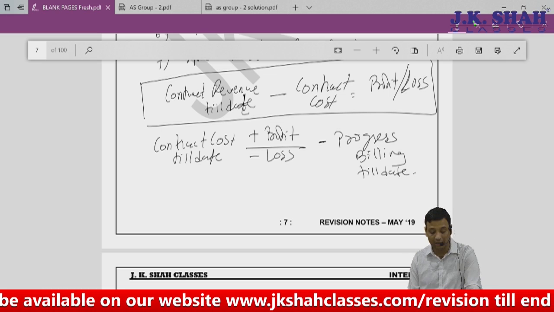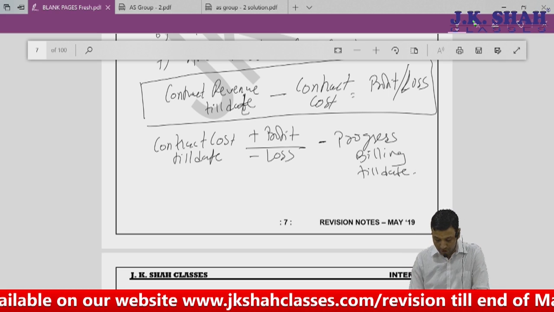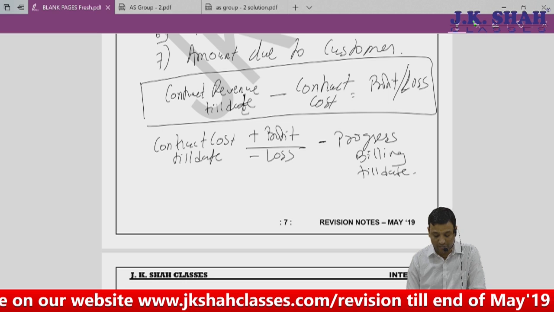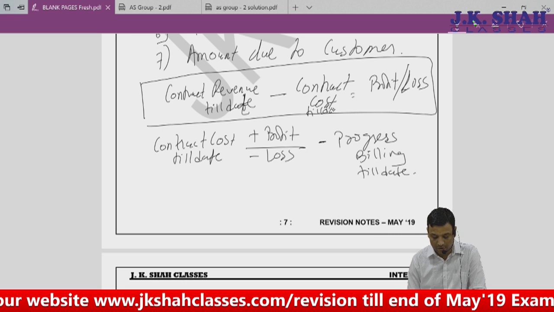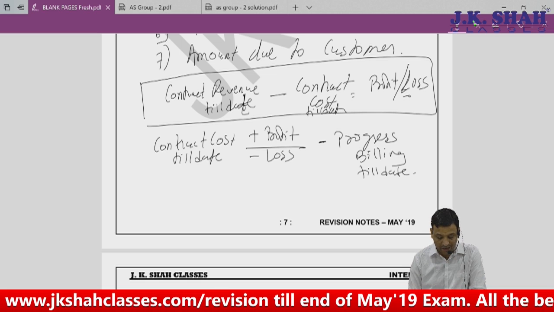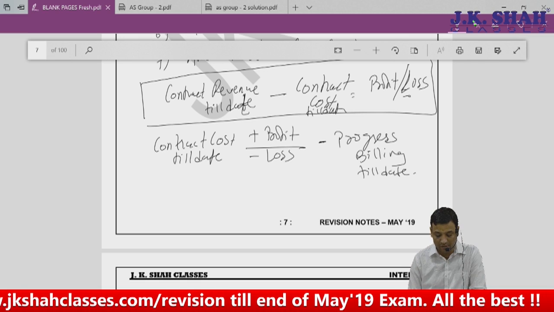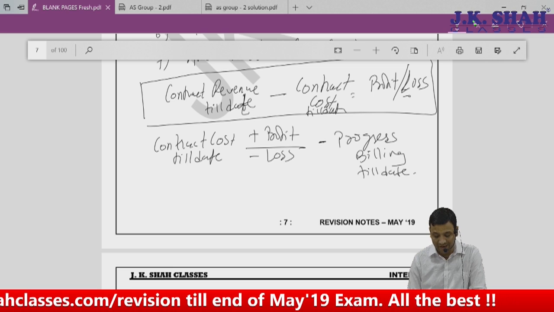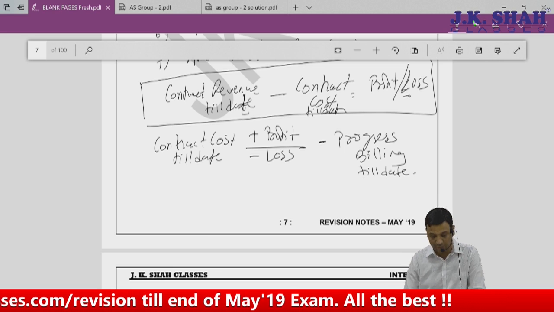Minus progress billing till date. So at every point of time, I should find out contract revenue till date minus contract cost till date. I will get profit and loss till date. And then what I have to do? Contract cost till date plus or minus profit or loss till date minus progress billings till date, cumulative.